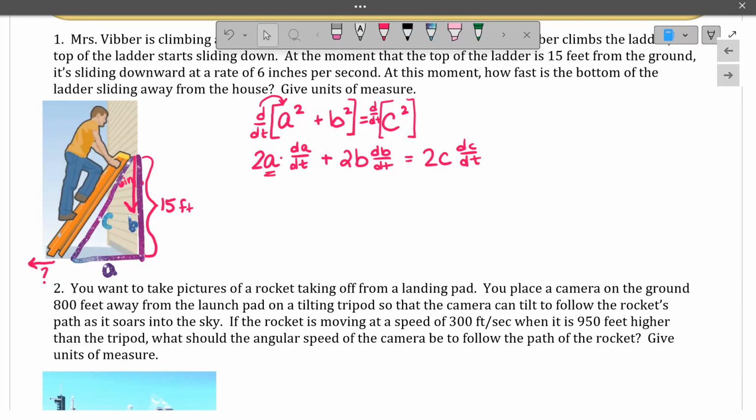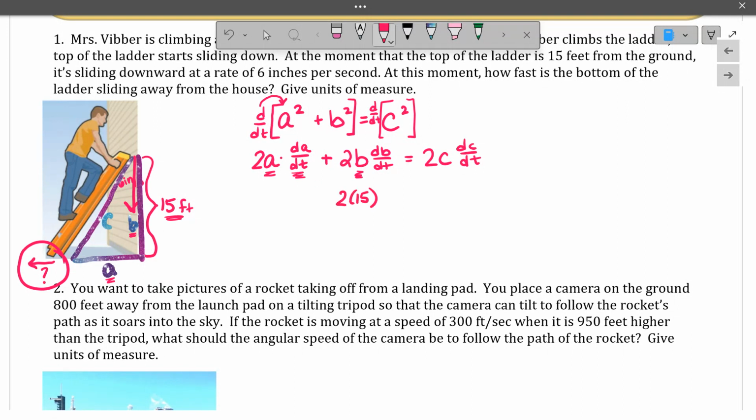Now, what do all of these different derivatives and variables stand for? Well, a is the length of the base. I don't know that right now. dA dt is the rate of change of the length of the base over time. This is dA dt. That's what I wanted, so I'm okay with that being a variable. But I'd really like to know a, so maybe I'll go back and find it in a minute. B is right here. That's the height. Hey, I have that one.